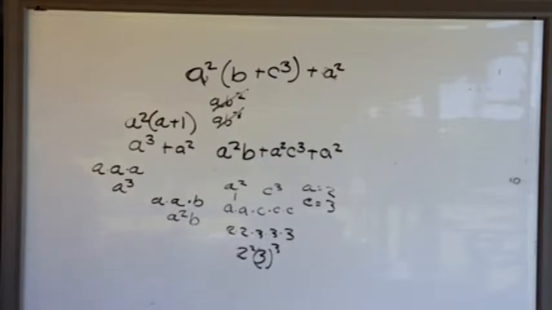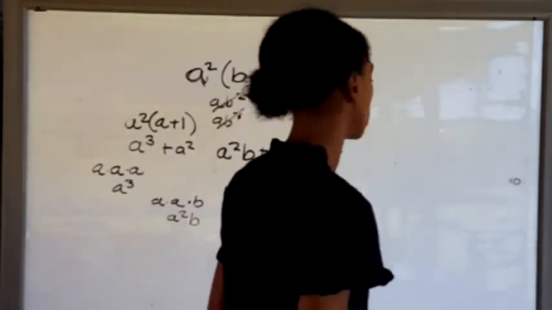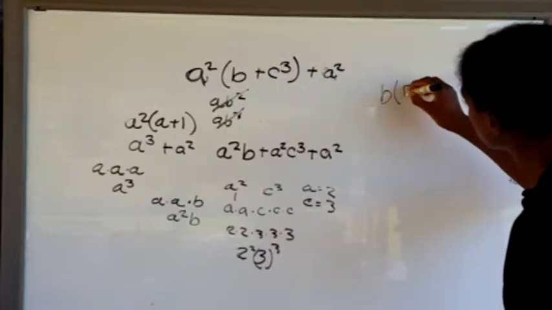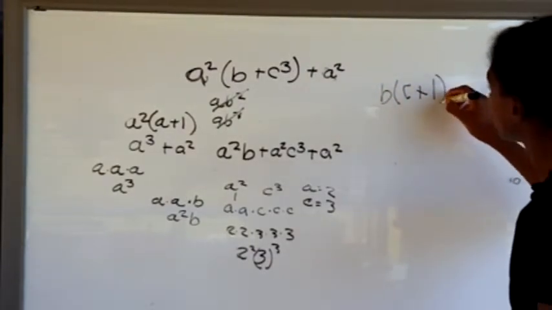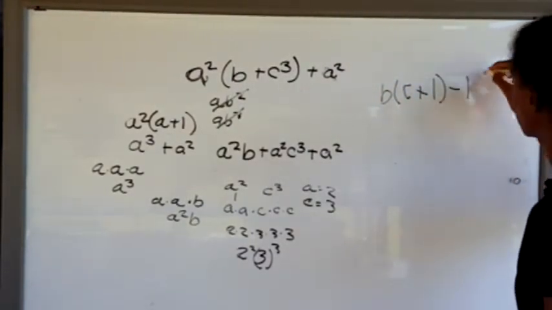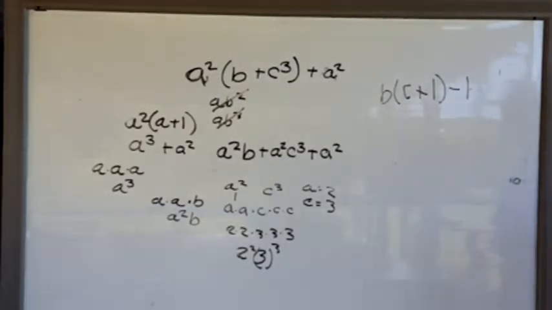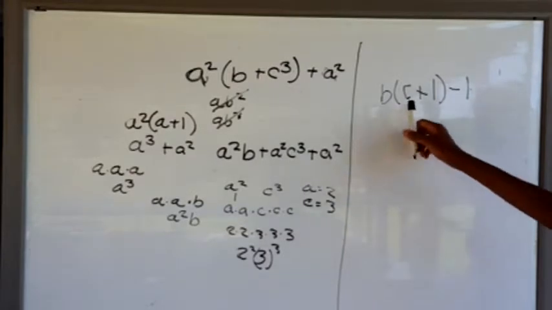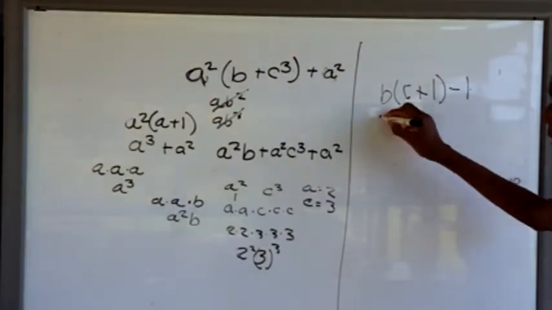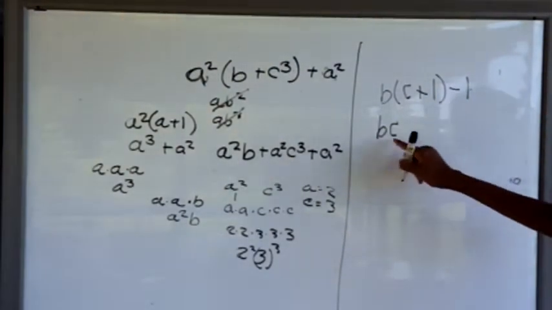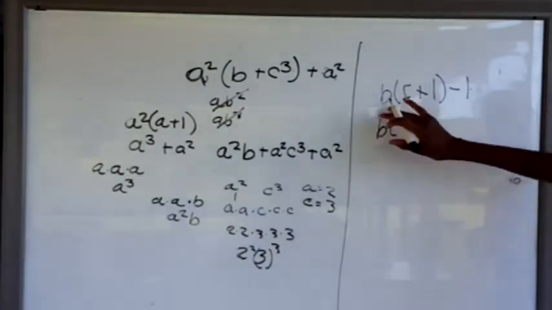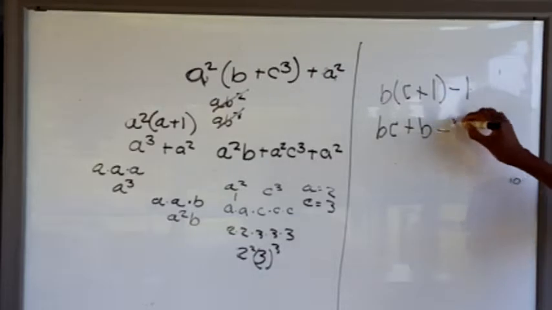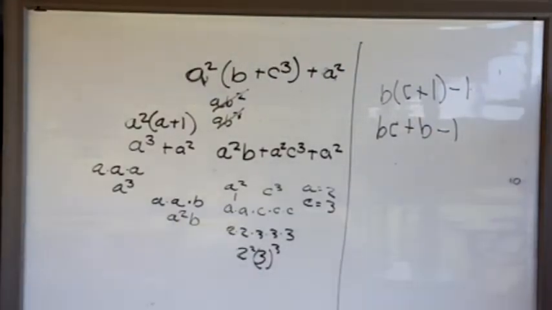Alright, so again, let's say we have b times c plus 1, minus 1. We're going to distribute. We're going to do b times c, so bc, because that's b times c. And then we have b times positive 1, so that's going to be positive b. And then bring down our minus 1.